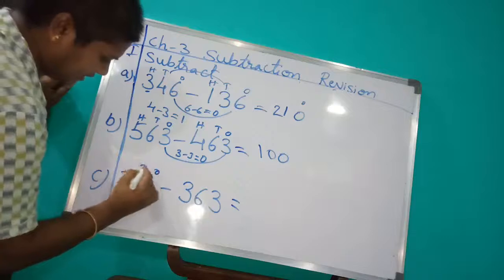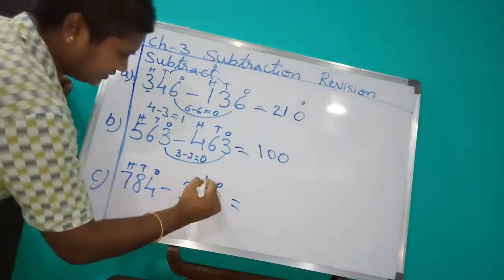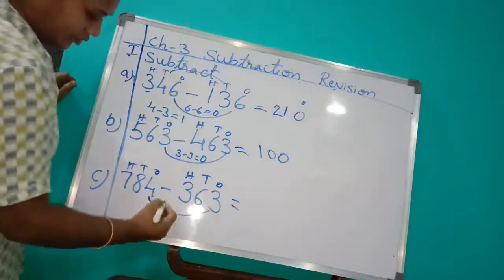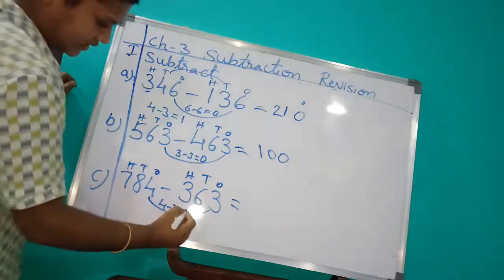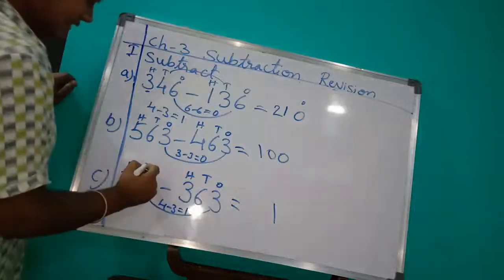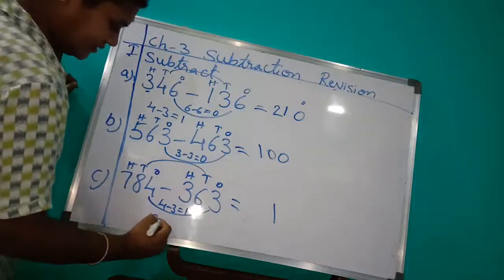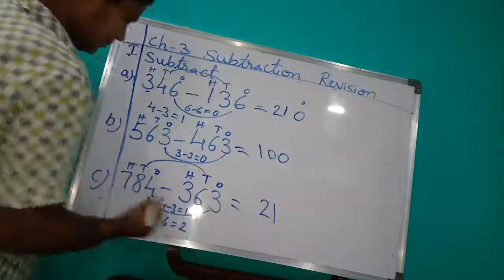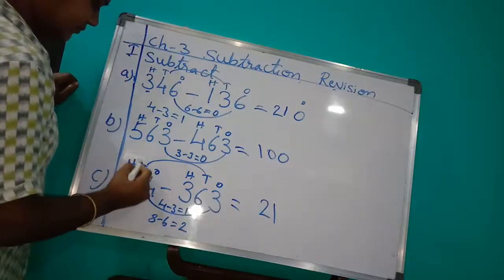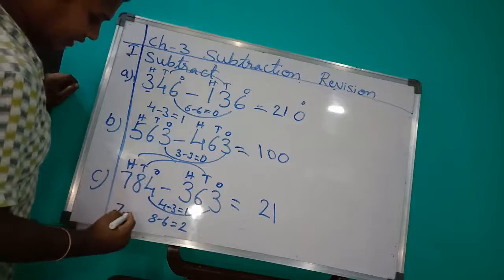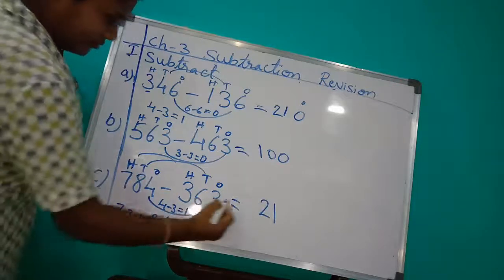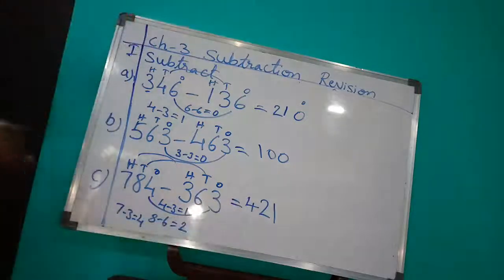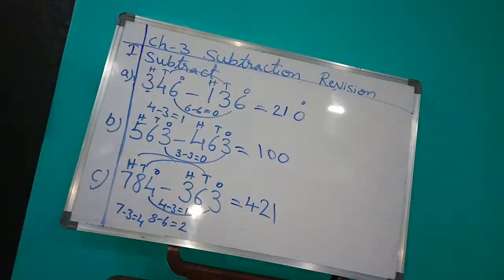Next, ones, tens, hundreds. Ones place you should minus. 4 minus 3, 1. Tens place. 8 minus 6, 2. Now hundreds place. 7 minus 3, 4. 421 is the answer. Write it.